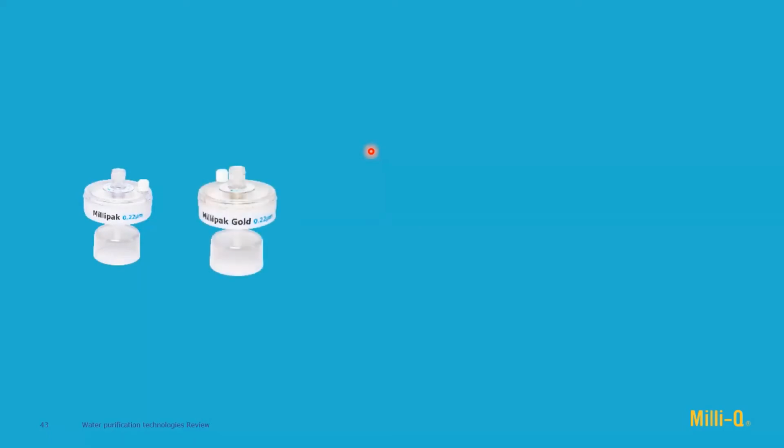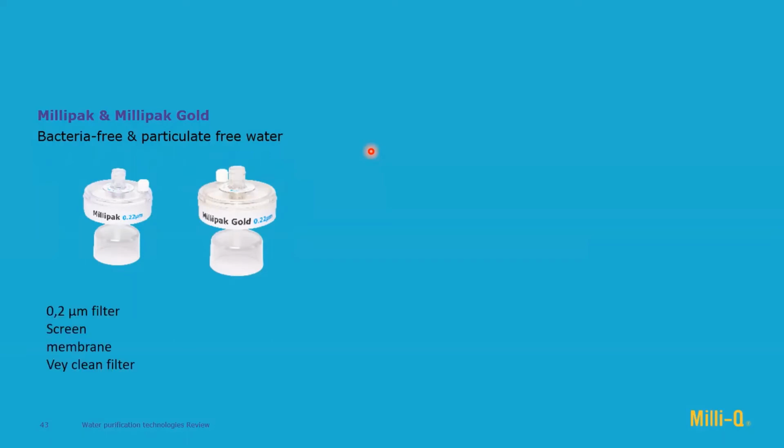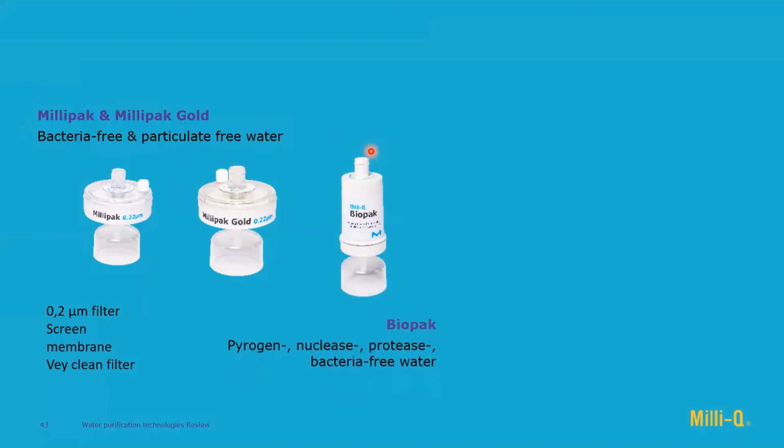So we have special final filters, which purify water just before use, especially for type 1 and type 2. We have the final filter, which we call the Milli-Pak, which offers you bacteria-free and particulate-free water. It has a 0.22 micron filter membrane, so a very clean filter. For those with biological analysis, even molecular biology, you'll have the Biopak, which produces pyrogen-free, nuclease-free, protease-free, bacteria-free water.